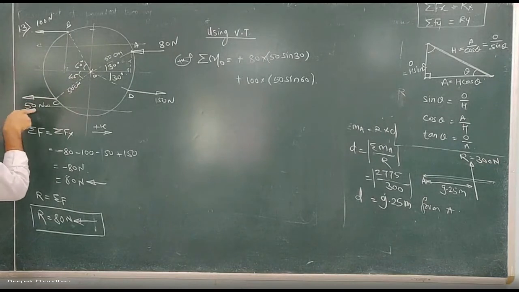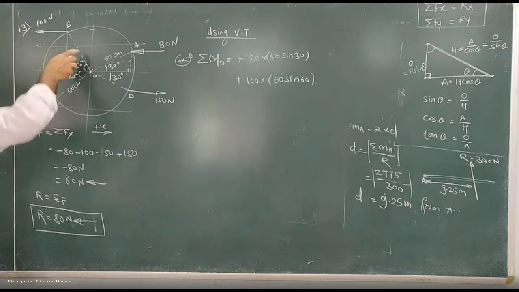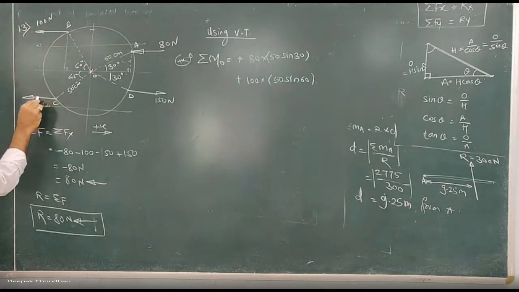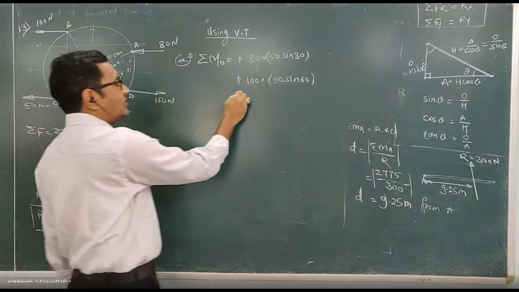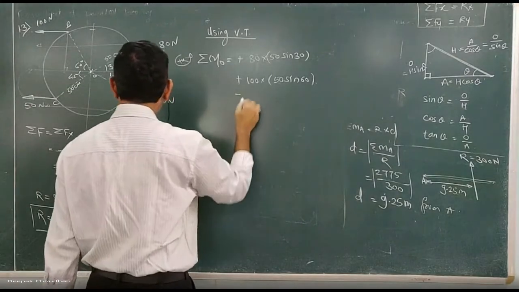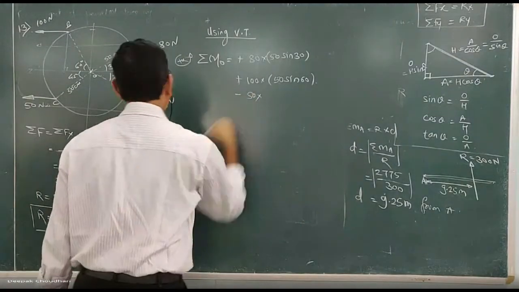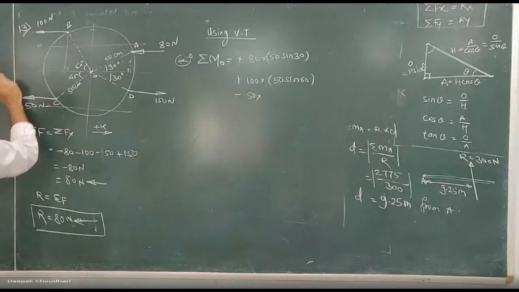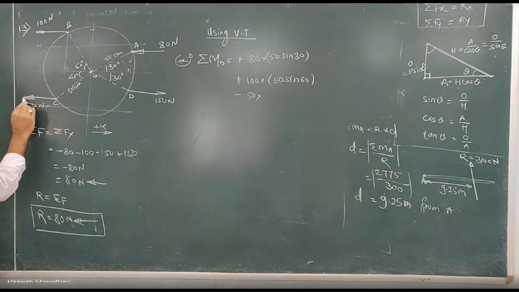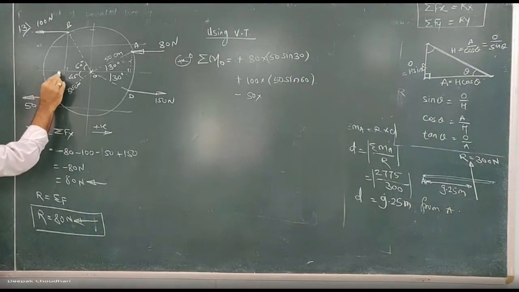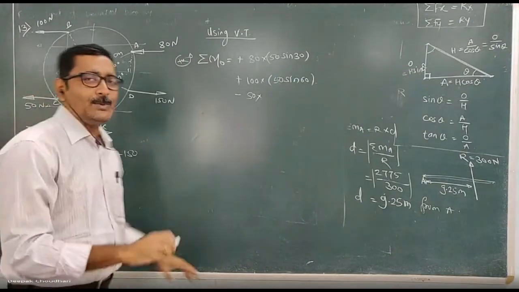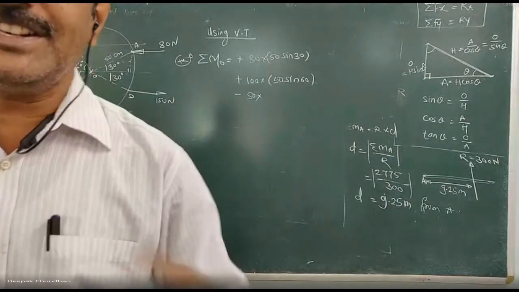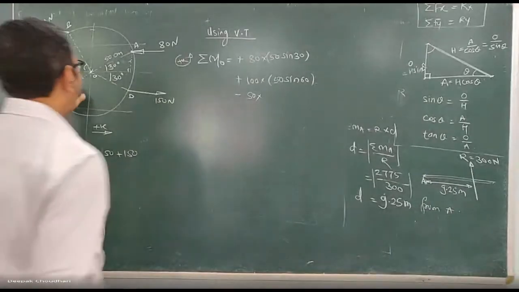Now the moment of this 50 Newton force about point O produces a clockwise moment. If it moves in the direction of the force and turns toward the moment center, which is above this point, it is clockwise. Since it is clockwise, it is minus. Force is 50. Now tell me how much is the perpendicular distance from O. Here from O, the perpendicular distance of this 50 Newton force is this vertical distance. How much is this? It is 50 sin 45. Opposite side, so sin; adjacent, so cos.